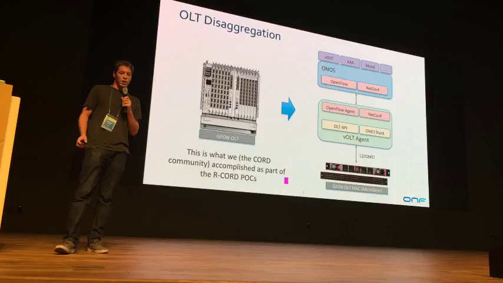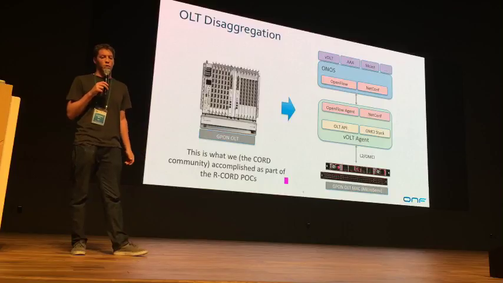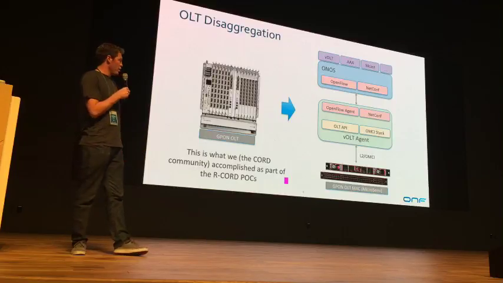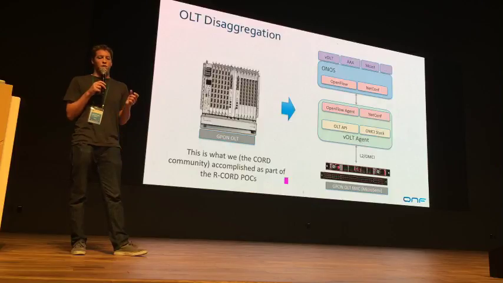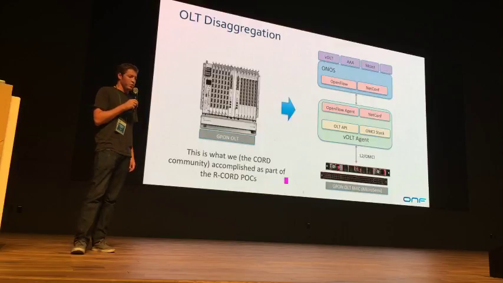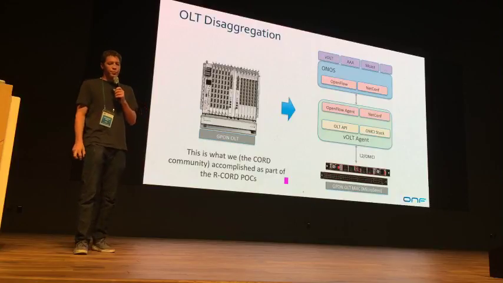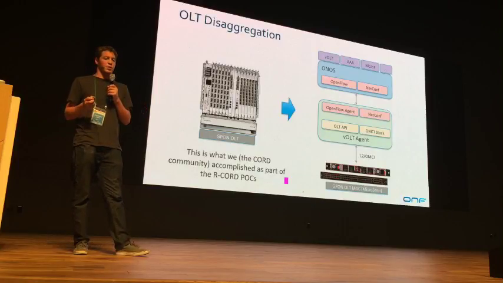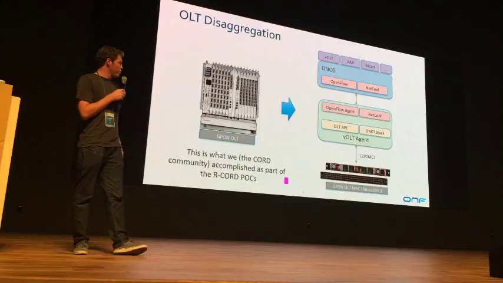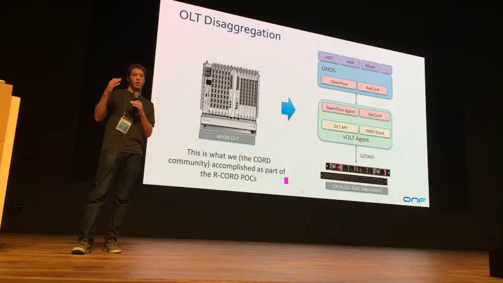So early on in CORD, AT&T started working with vendors to produce white box OLTs. They worked with a vendor called PMC-Sierra to build the OLT chip, and an ODM called Celestica to build a box around that, which is what we're showing at the bottom here. And we also worked with a vendor to build the VOLT agent software. So in the early days of CORD, this agent software was built by a particular vendor. And so this was great to be able to show how we can disaggregate the OLT into different pieces and pull the software out of it.